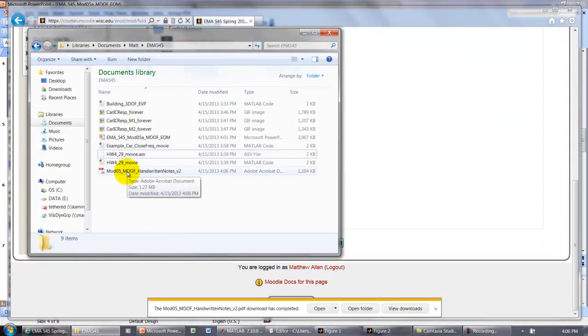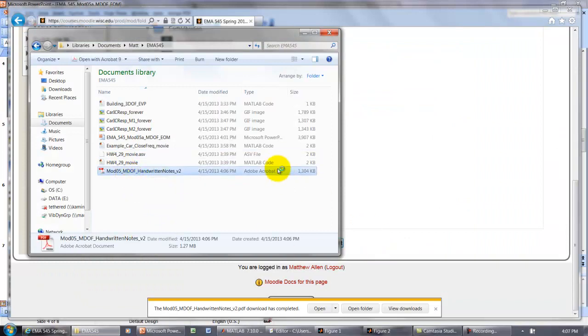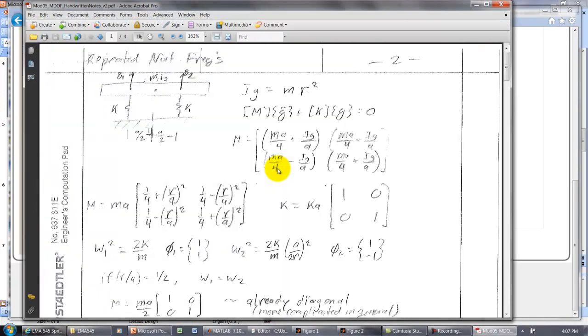Now I'm going to go to some handwritten notes, and these are posted on the course website, so you can look at these. Okay, so here's a schematic of the car, and here I'm going to take a more general case, and this might even be more similar to what you're doing in your homework, but I think you'll still have plenty of work to do to finish that problem.